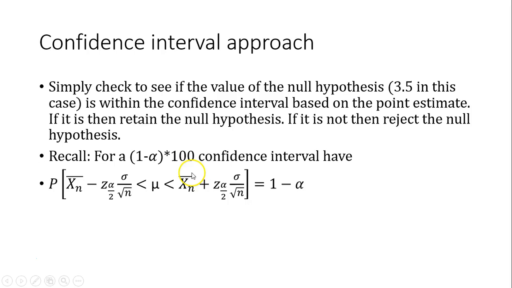And lastly, last but not least, is to check whether the hypothesized value is in the confidence interval. For example, does my confidence interval of mu include 3.5, my hypothesized value? If 3.5 is inside, then I retain the null hypothesis. If 3.5 is outside the confidence interval, I'm going to reject the null hypothesis.